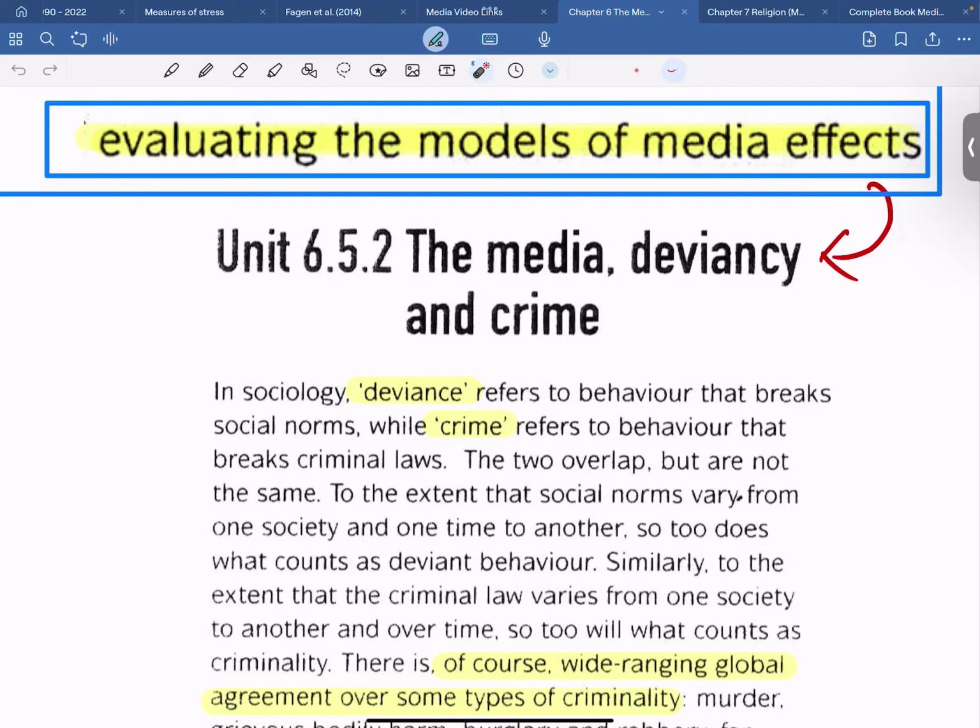If you recall, there were five different models that we had discussed. The first one was the hypodermic syringe model, which we referred to as the direct model. After that, we spoke about the two-step flow model, followed by the uses and gratification model, followed by the reception analysis model, which is also referred to as the normative model, and towards the end we spoke about the cultural model.